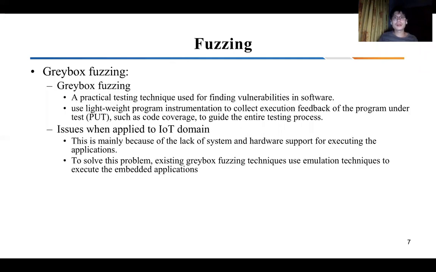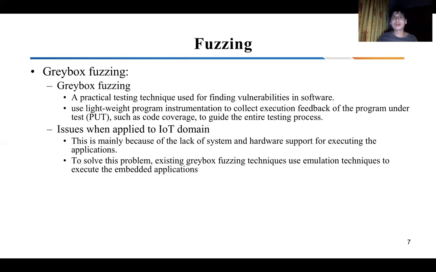So it is important for us to detect vulnerabilities in IoT devices as quickly as possible. Among all these techniques, Greybox fuzzing is one of the most practical testing techniques to find vulnerabilities in systems and software. It uses lightweight program instrumentation techniques to collect execution feedback of the program under test, such as code coverage, to guide the entire testing process, which is very effective.